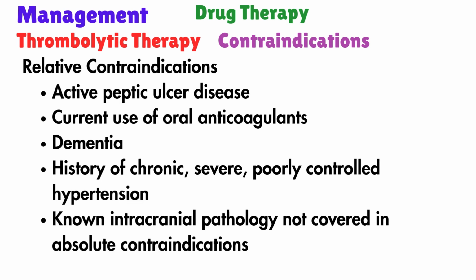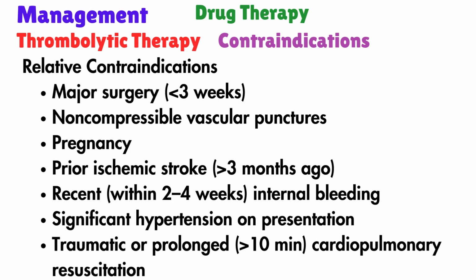Relative contraindications are active peptic ulcer disease, current use of oral anticoagulants, dementia, history of chronic severe poorly controlled hypertension, non-intracranial pathology not covered in absolute contraindications, major surgery less than 3 weeks ago, non-compressible vascular punctures, pregnancy, prior ischemic stroke more than 3 months ago, recent internal bleeding within 2 to 4 weeks, significant hypertension on presentation, traumatic or prolonged cardiopulmonary resuscitation, given for more than 10 minutes.